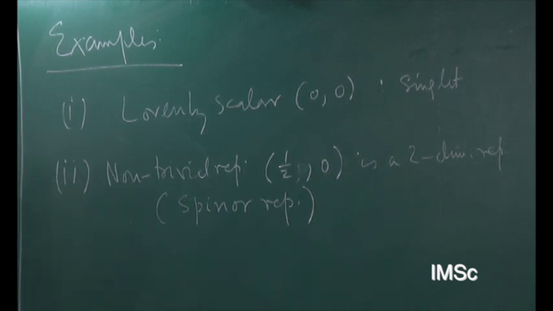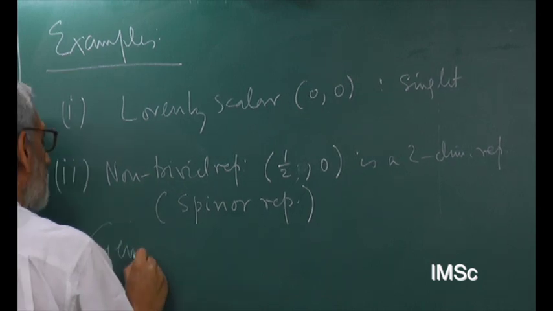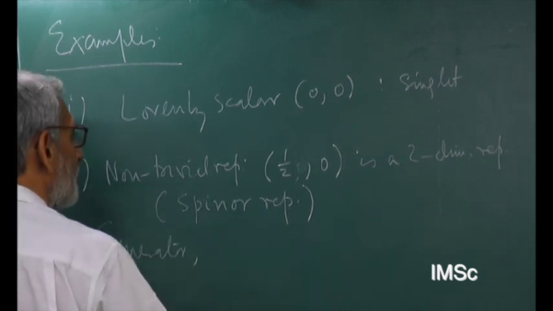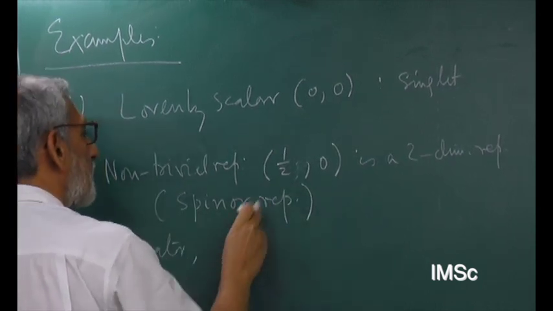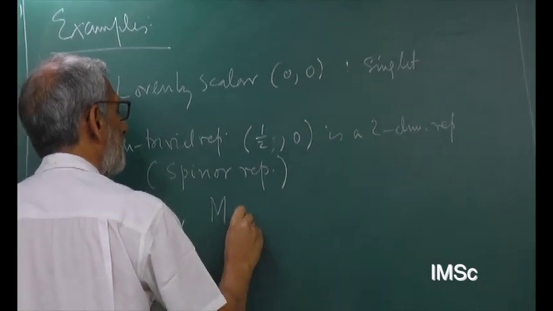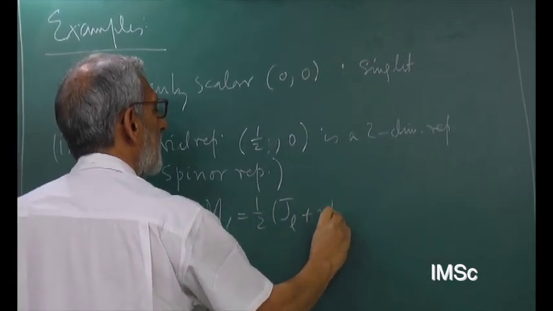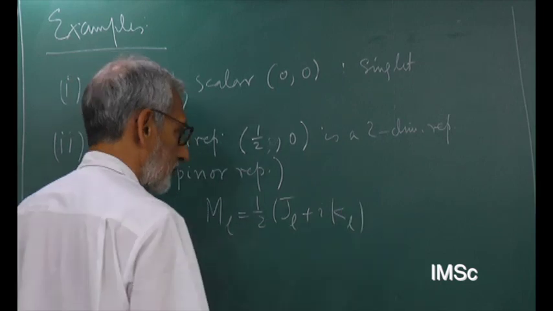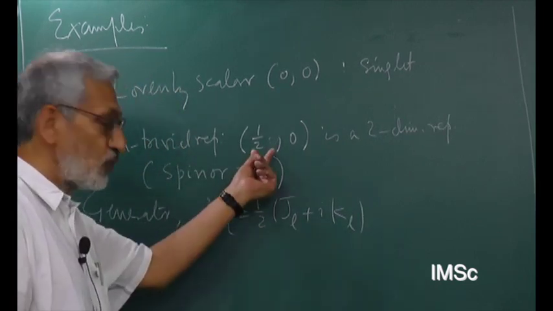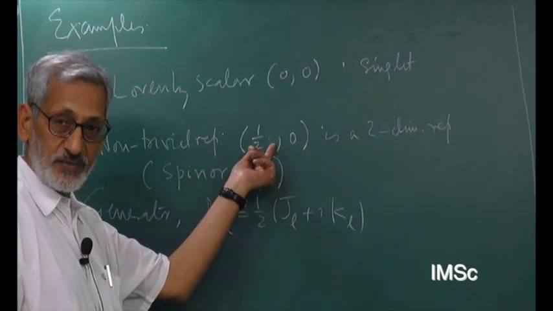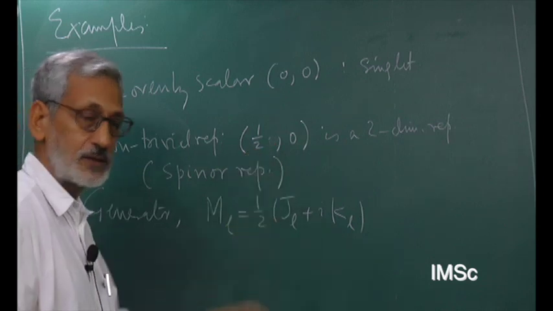What are the generators of this representation? Now, the generators of this first SU2 we had called M L, which was half J L plus i K L. And the SU2 spin half representation we have already specified is given by the 3 Pauli matrices.